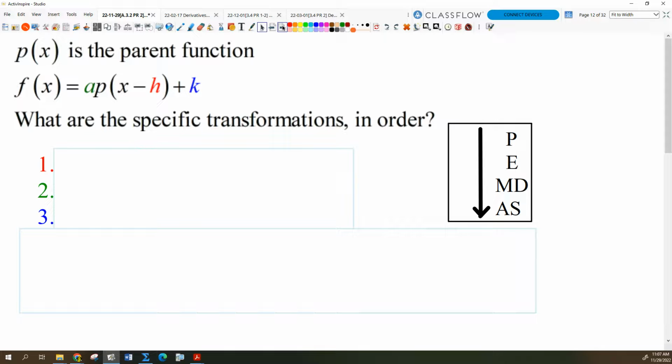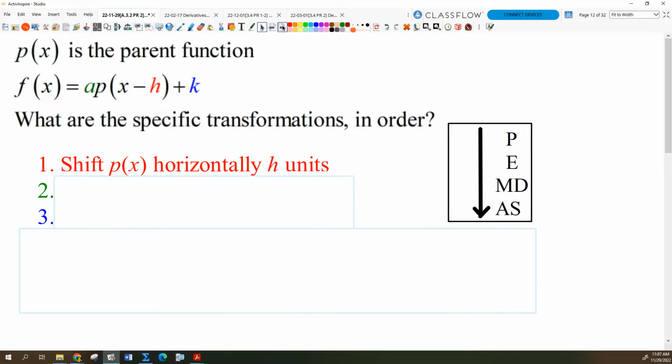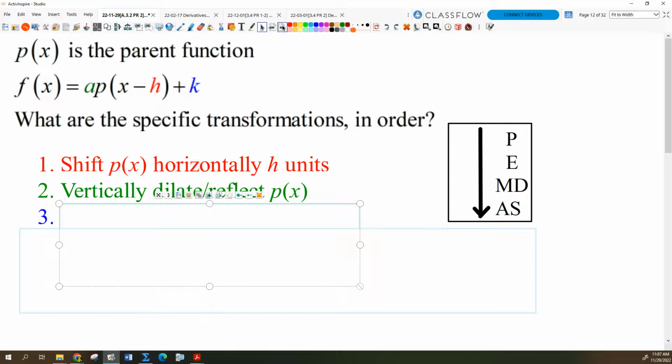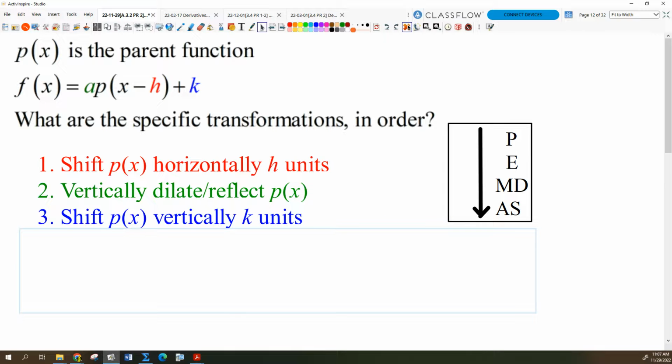Good job. Okay, so what's the order in which we have to do these things? Well, if we were going to follow order of operations, it would tell us we have to do everything in parentheses first. So the first step is we're going to shift horizontally h units, right? Then what would be next by order of operations? Well, there's no exponents. We do multiplication. So then we would have to do the multiplying by a, which means we're going to vertically dilate, right? And then finally, we add or subtract. And so we would finally do the vertical translation of k units.